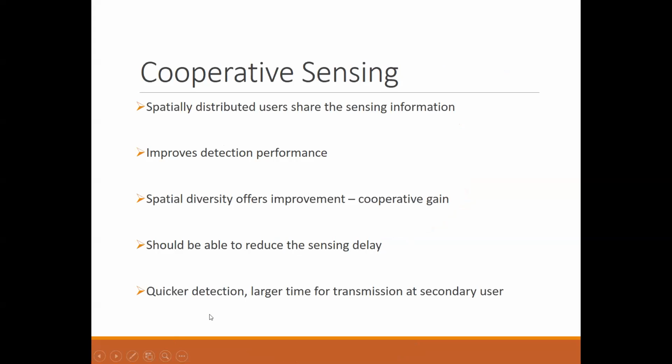But if you can come up with a method with quicker detection, you have a larger time for the transmission of the secondary user. This is one important point. You have to reduce the time for sensing the signal. Then the remaining portion of the time you can use for the transmission.